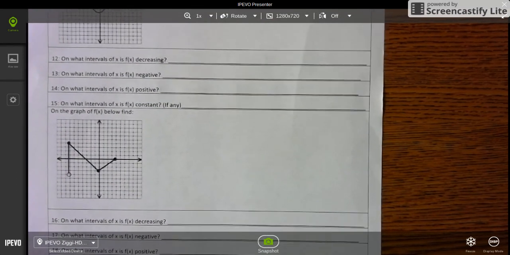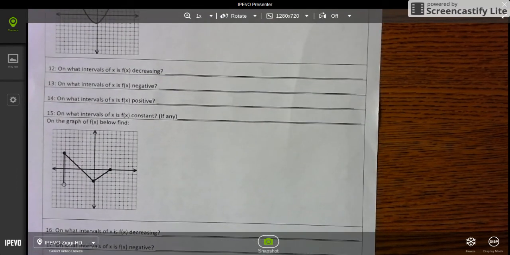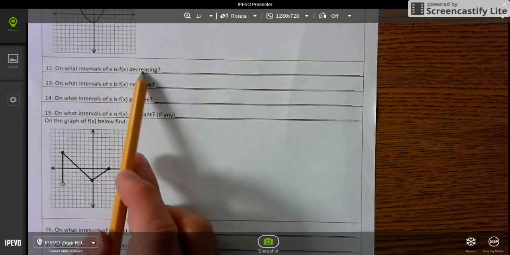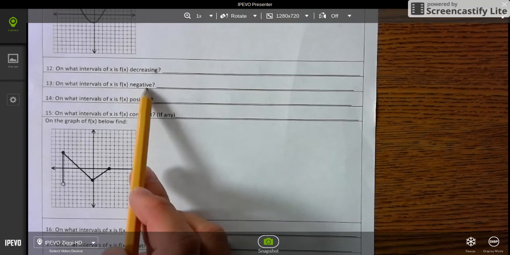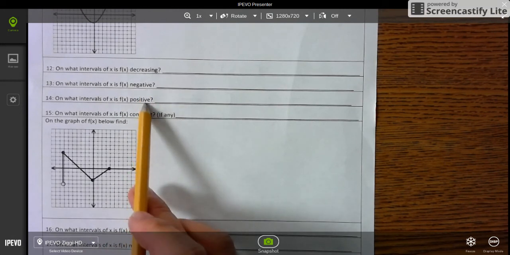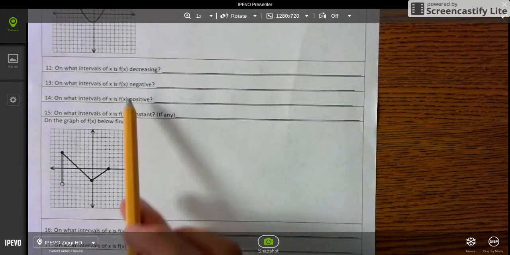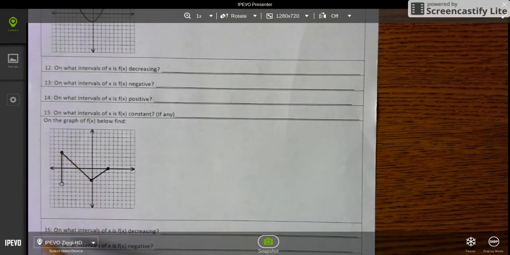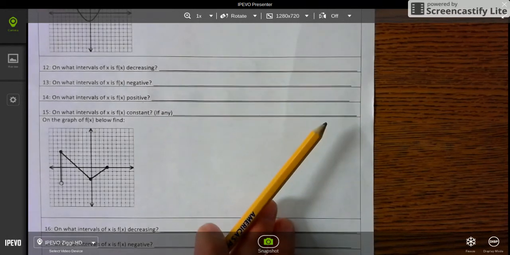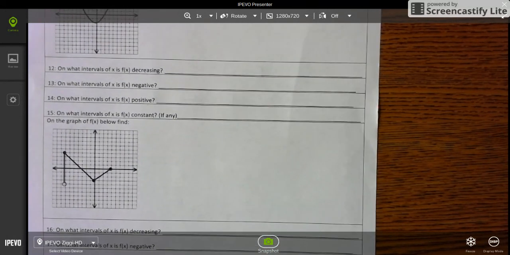Now, I'm not going to go over any of the back page because now you see graphs, and you're going to use interval notation to describe when it's decreasing, when it's negative, when it's positive, when it's constant, and you're going to do the same thing for 16, 17, 18, 19. Now, this will be a little difficult, so try it, and if you have any questions, ask me during class.